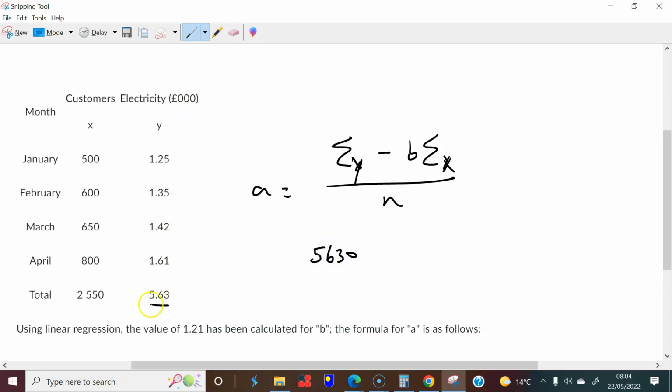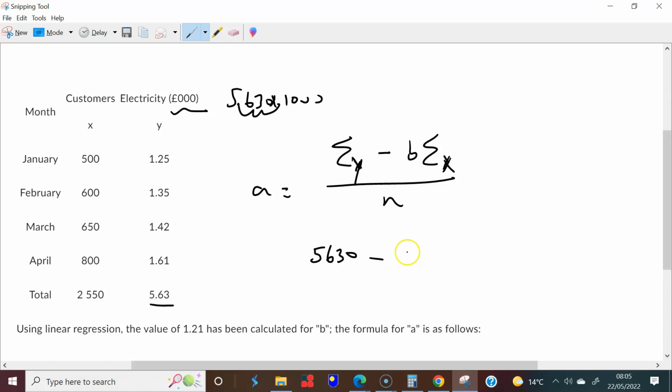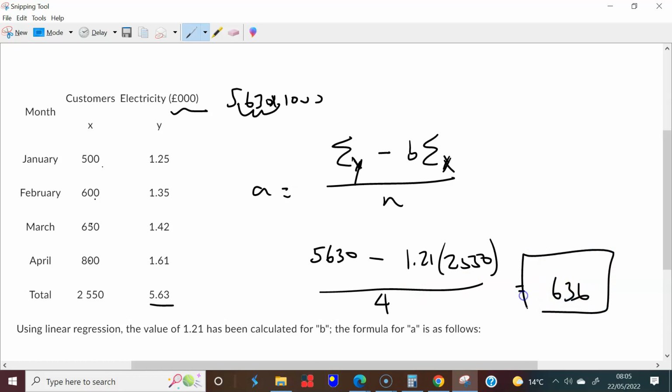5,630, of course, because this is 5.63. This is thousands, right? 5.63 times 1,000. So 5,630 minus b times the sum of x, and b, of course, is 1.21, and the sum of x is 2,550, divided by n, which is the number of events, and that's 4. And so that's pretty much that. And when you write all this out, you get 636. So you have a fixed cost of 636, and that's your answer for that.